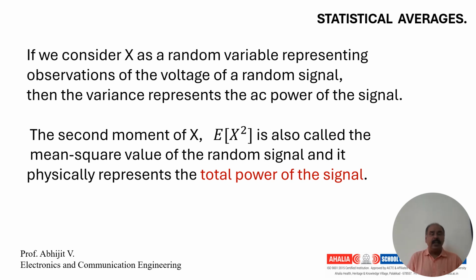The second moment E of x square is also called the mean square value of the random signal, and it physically represents the total power of the signal. And you may get questions to find out the AC power of a signal. That means that you need to calculate its variance.